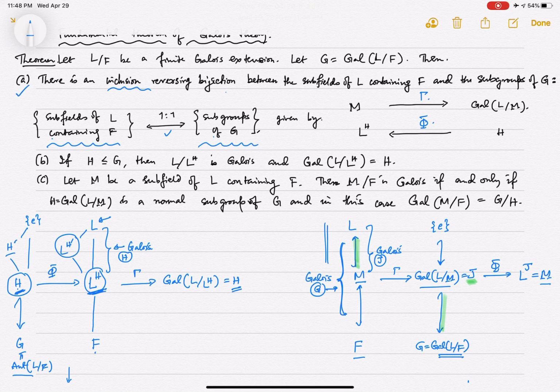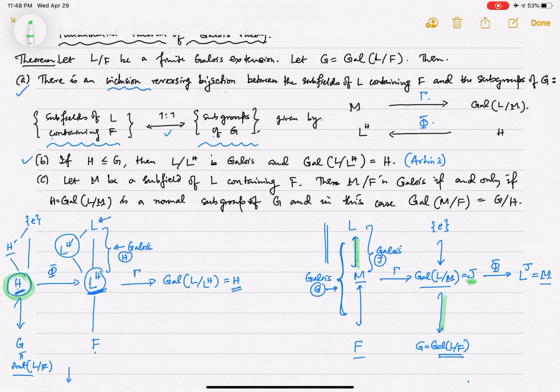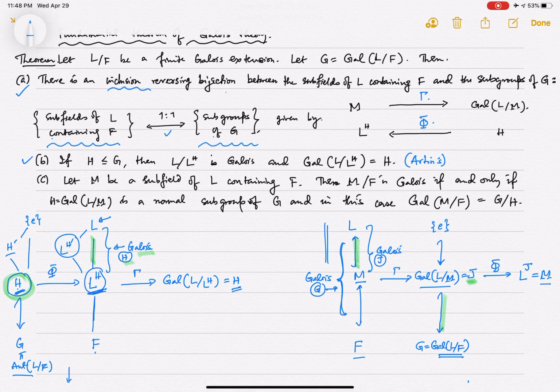So that gives you part A. Part B is literally the statement of Artin's theorem, that when you take a subgroup and look at the extension L over L^H, that's Galois with Galois group H. So the upper part of this extension is always Galois. The lower part is not always Galois. By the way, by part A, now we know that any intermediate field between L and F looks like L upper H for some subgroup H of G.